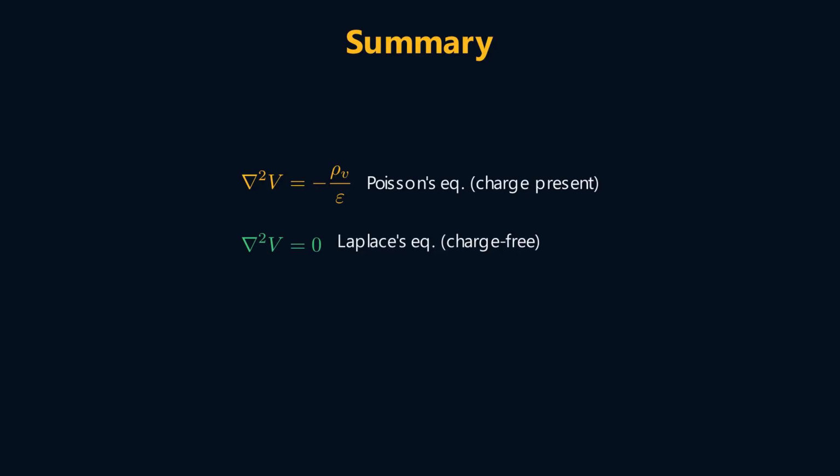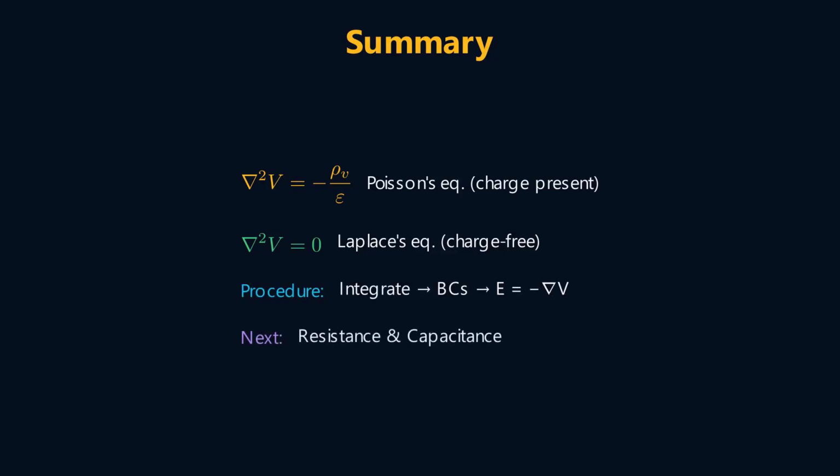Let's summarize. Poisson's equation, Laplacian of V equals negative ρV over epsilon, applies when free charge is present. Laplace's equation, Laplacian of V equals 0, applies in charge-free regions. The solution procedure is integrate the equation, apply boundary conditions, then find E from the gradient of V. In our next lesson, we'll apply these equations to find resistance and capacitance of various geometries.